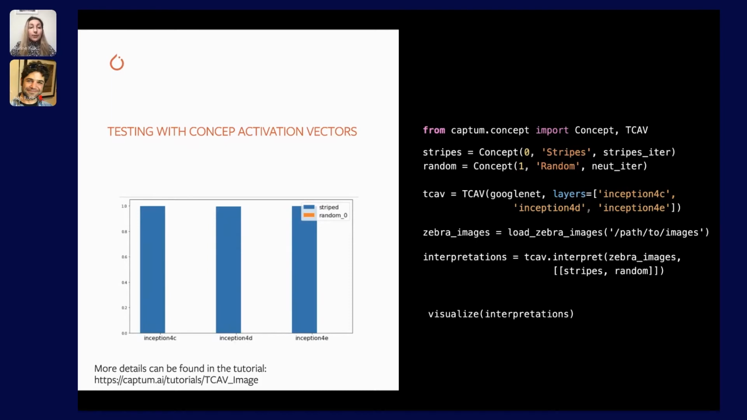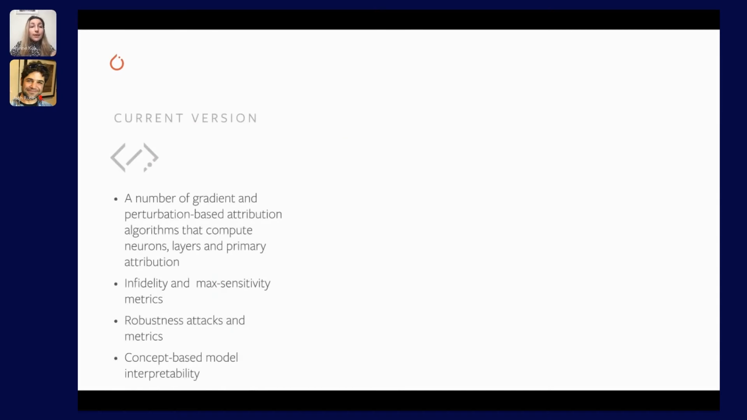We can see that we received a TCAV score for straps almost equal to 1 across all layers, which means this is a pretty high score: the straps contributed to the zebra prediction, whereas the random concept did not contribute to the prediction. So to summarize, I talked about a number of gradient and perturbation-based attribution algorithms, which can help us understand the important features, neurons, and layers in our models.